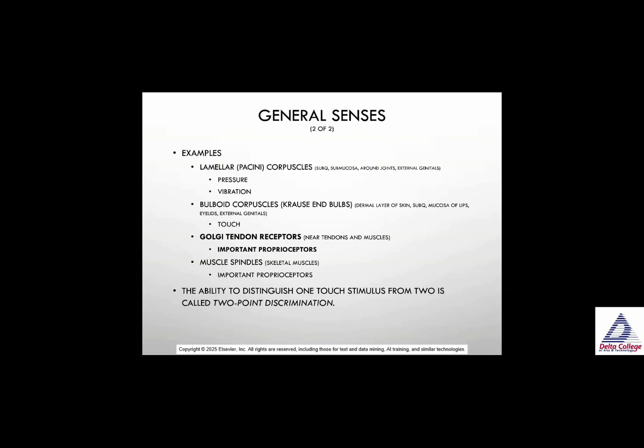Then we have our Golgi tendon receptors. These are near tendons and muscles, and it's very important for proprioception. So Golgi tendon receptors are important with proprioceptors. We have muscle spindles, skeletal muscles, and they're also important for proprioceptors. Now, the ability to distinguish one touch stimulus from two is called two-point discrimination.